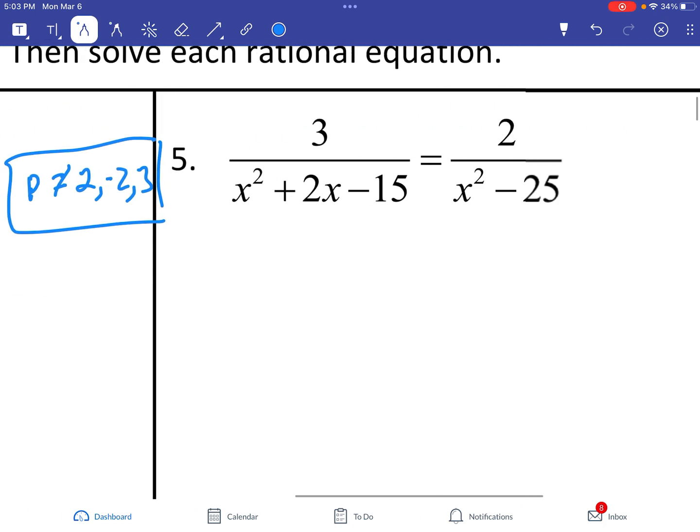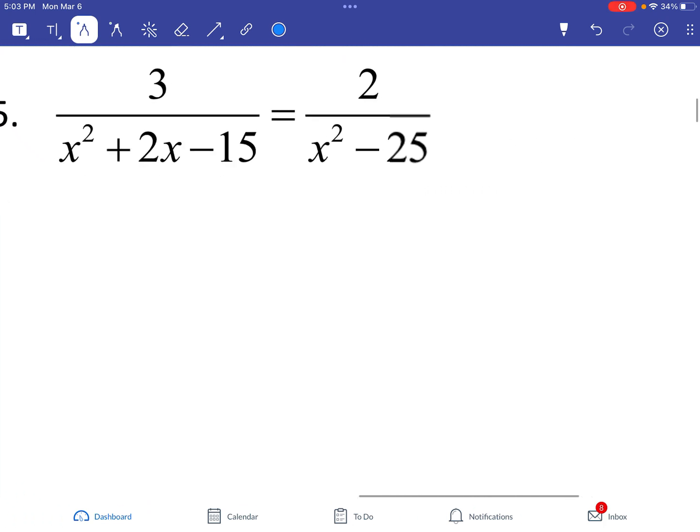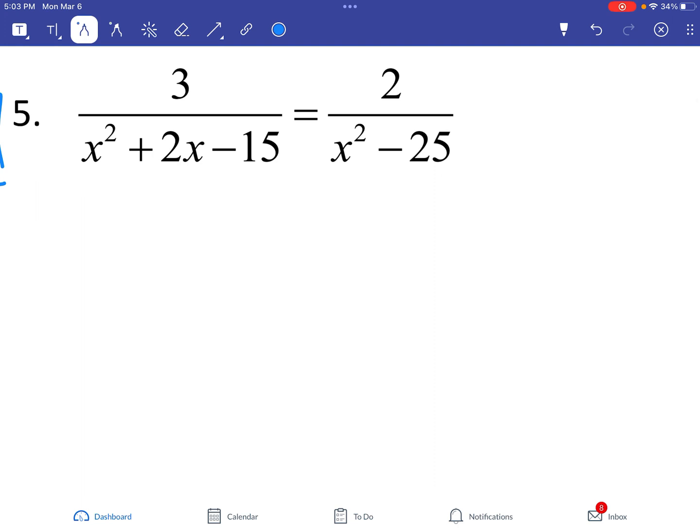Number 5. And number 5, unlike number 4, which was already factored for us, we have to factor these denominators. So we need to find two numbers that multiply to be negative 15 and add up to be positive 2. That will be positive 5 and negative 3. On the other side, we need to find two numbers that multiply to be negative 25 and add up to be 0. That would be negative 5 and positive 5.